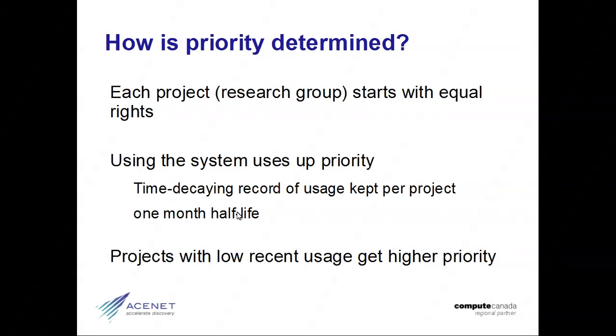And really what this time decaying thing is going to do is it's going to try and equalize. Occasionally some group will not be using the system because they're off at a conference, in which case other groups should get access to those CPUs. And then when they come back, they may need to make up a little bit of time. So that's how this system works.